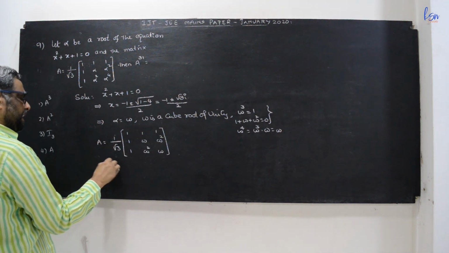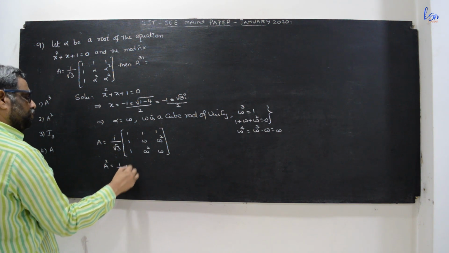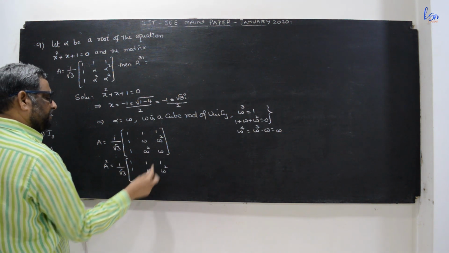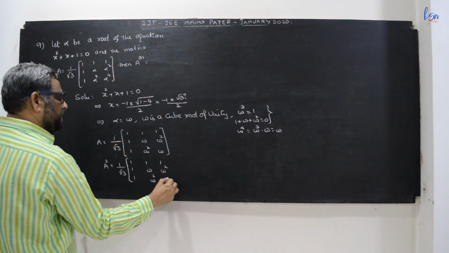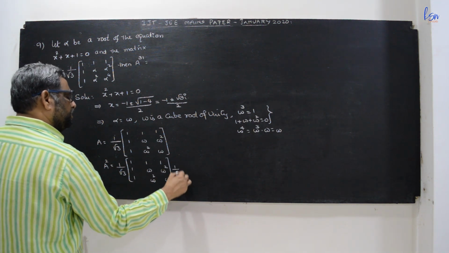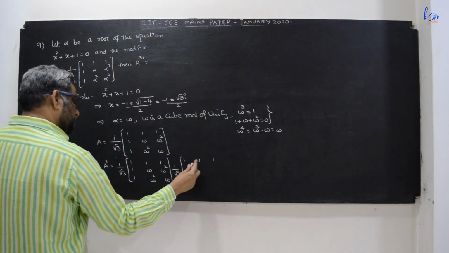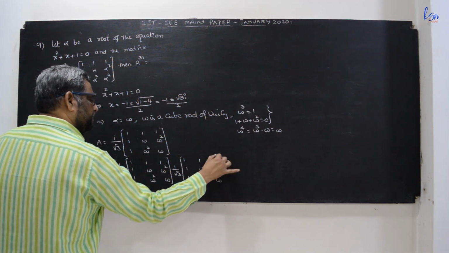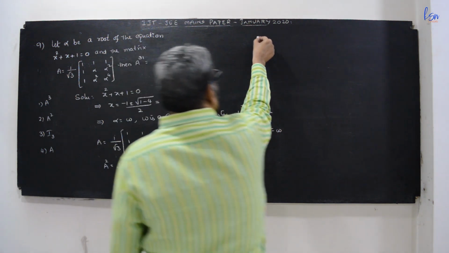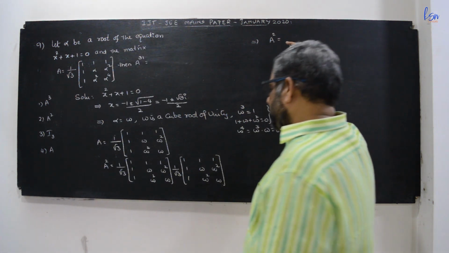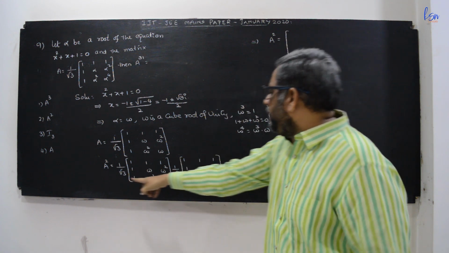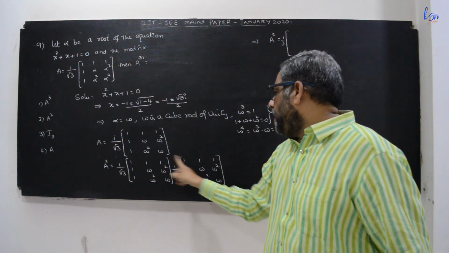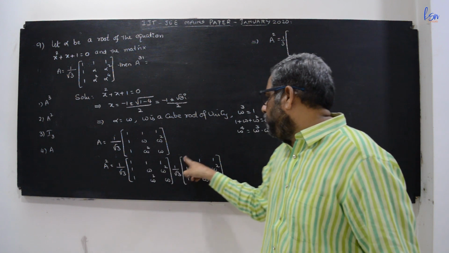Now you consider A square. 1 by root 3 into the matrix 1, 1, 1; 1, omega, omega square; 1, omega square, omega, times 1 by root 3 into the same matrix. Now you can write A square equal to 1 by root 3 into 1 by root 3, that is 1 by 3, into, first row with the first column, 1 into 1 plus 1 plus 1.